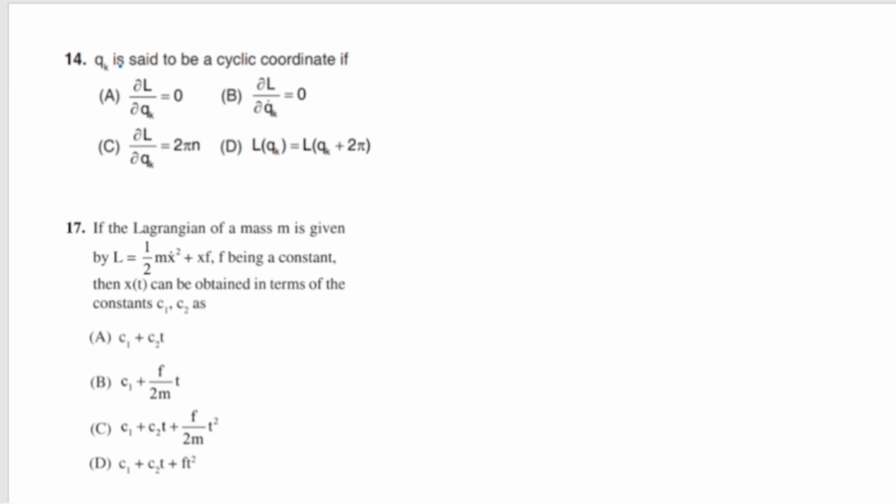The first question says QK is said to be cyclic coordinate. If they are asking QK is said to be cyclic coordinate, then which of the options are correct? Okay, we shall solve according to the Euler-Lagrange equation. That is, we have d divided by dt of dou L divided by dou QK dot minus dou L by dou QK is 0. This is nothing but the Euler-Lagrange equation.